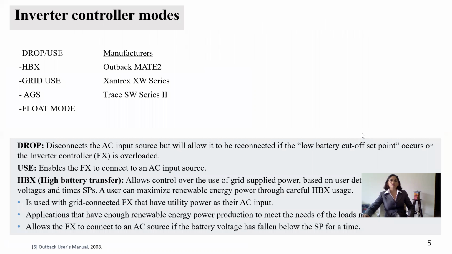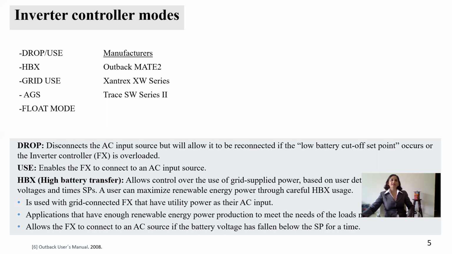Inverter controller modes. We are presenting the operation modes available in some converters, for example, Outback Mate 2, Xantrex XW Series, and Trace SW Series 2 manufacturers. Those modes of operation are drop, use, high battery transfer, grid use, generator starts, and float mode.